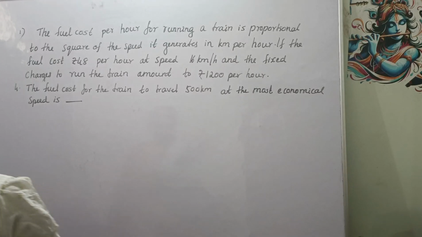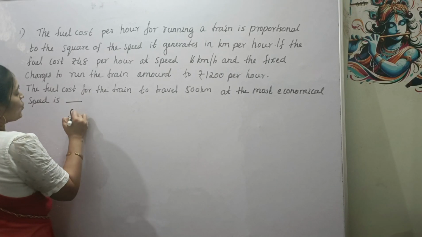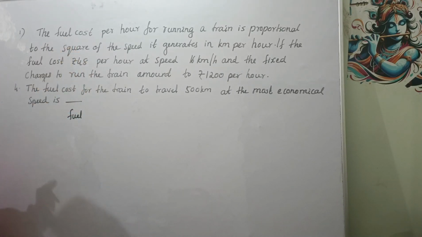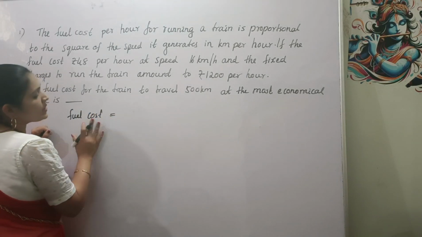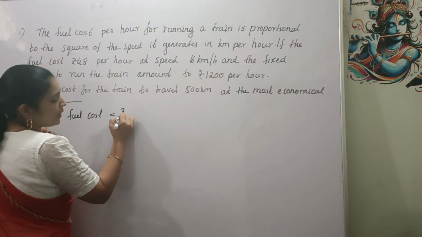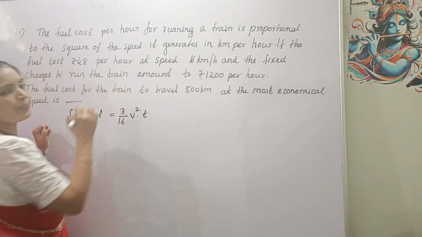Fourth question. The fuel cost for the train to travel 500 kilometer at the most economical speed is dash. See here, in this question it is given that fuel cost per hour is proportional to the speed of the train. That is speed kilometer per hour. Okay. So here fuel cost is equal to K value is 3 by 16 into V square into T.